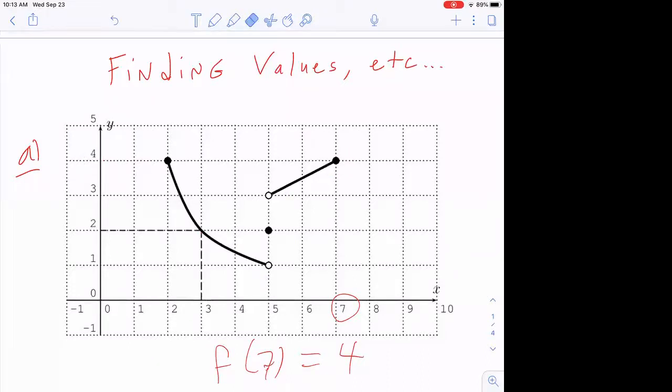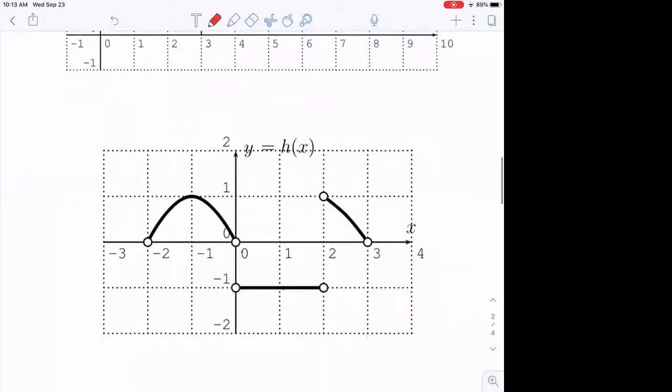So reading the values off the graph is pretty straightforward. I am going to do one more. I have a bunch of graphs here. I'm going to scroll down. Okay, now I want to do f of -2. So I'm going to go to -2. Oh, man. There's a hole there. Exactly. You can't do this.